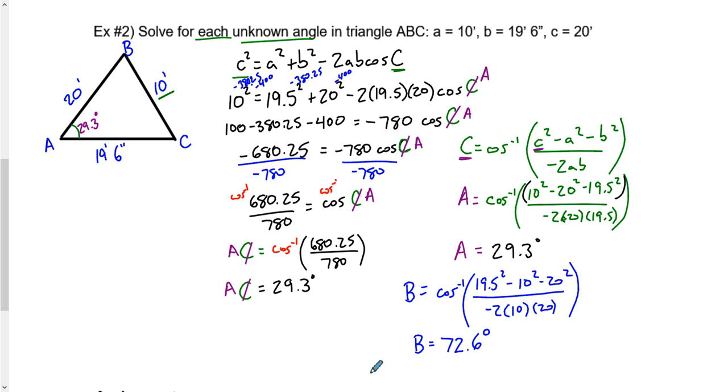And finally, I know that C, yes, I could use the exact same formula and do it again. But my very last thing, I can get away with knowing that there's 180 degrees in a triangle. So 180, subtracting my 72.3, subtracting my 29.3, is 78.1.